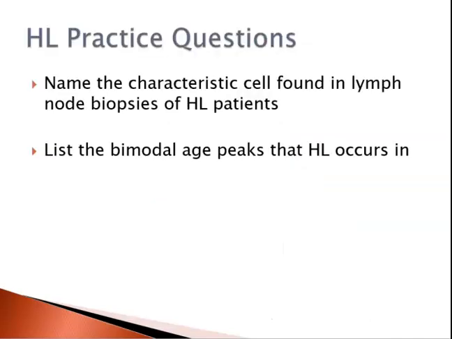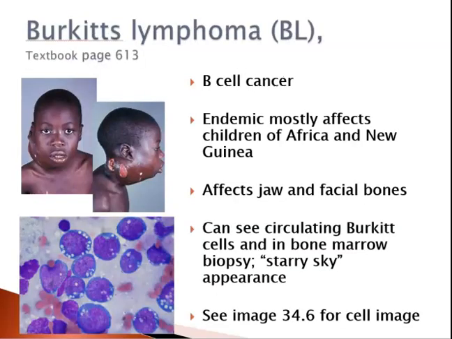Okay, let's do a few practice questions for Hodgkin's lymphoma. Again, pause the video at this time and try to answer these on your own before you continue to play the video and I answer the questions for you. Name the characteristic cell found in lymph node biopsies of Hodgkin lymphoma patients. Of course, that would be our Reed-Sternberg cells. Then the second question is list the bimodal age peaks that Hodgkin lymphoma occurs in. And the two age groups would be ages 15 to 35 and then patients that are over 50 years of age.